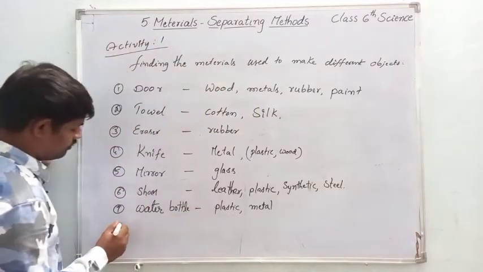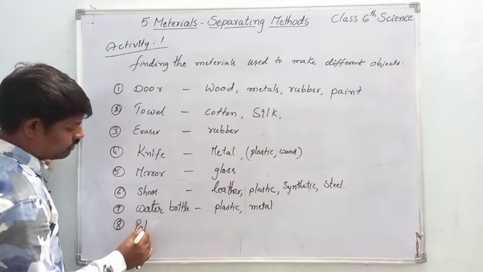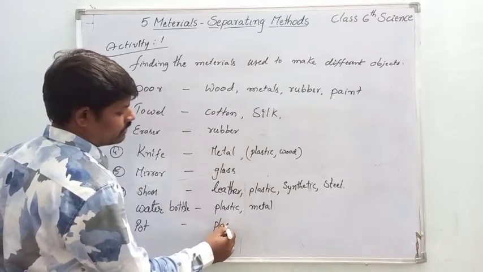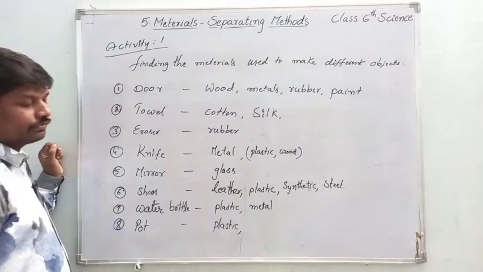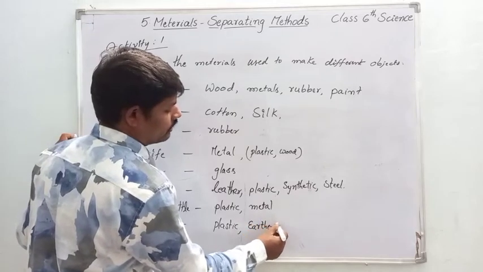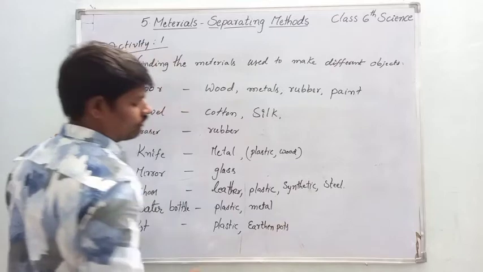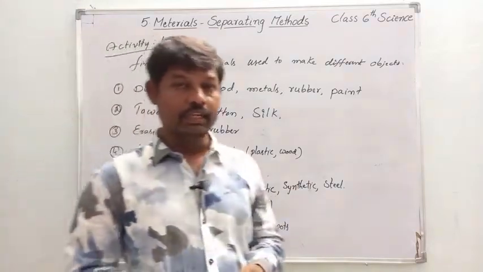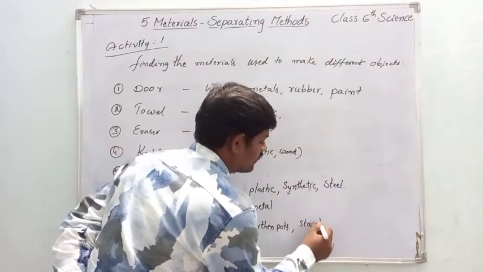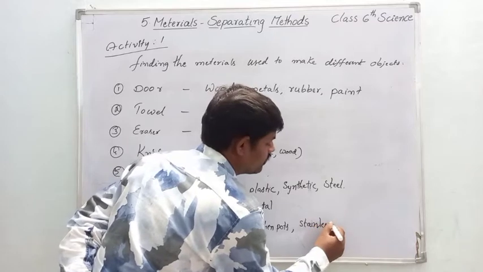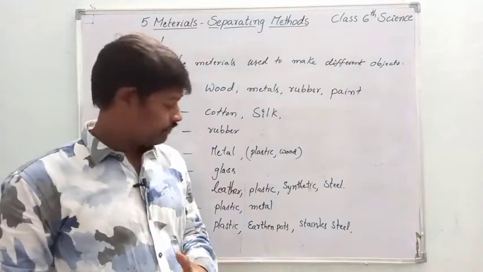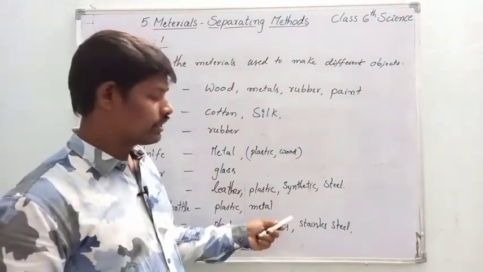Okay, and next one more, pot. Pot is made up of, so plastic pots are there, plastic. Okay, earthen pots, nowadays not there, but in olden days earthen pots, matti kondalu, and stainless steel also. So that means any one material you can use, either plastic or earthen pots or stainless steel.